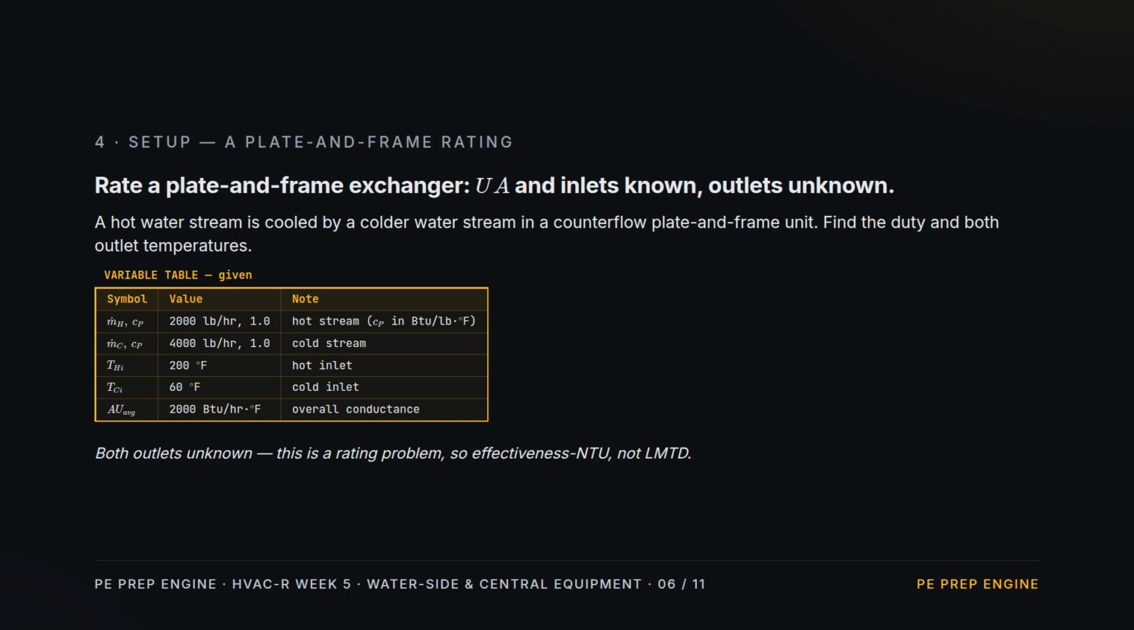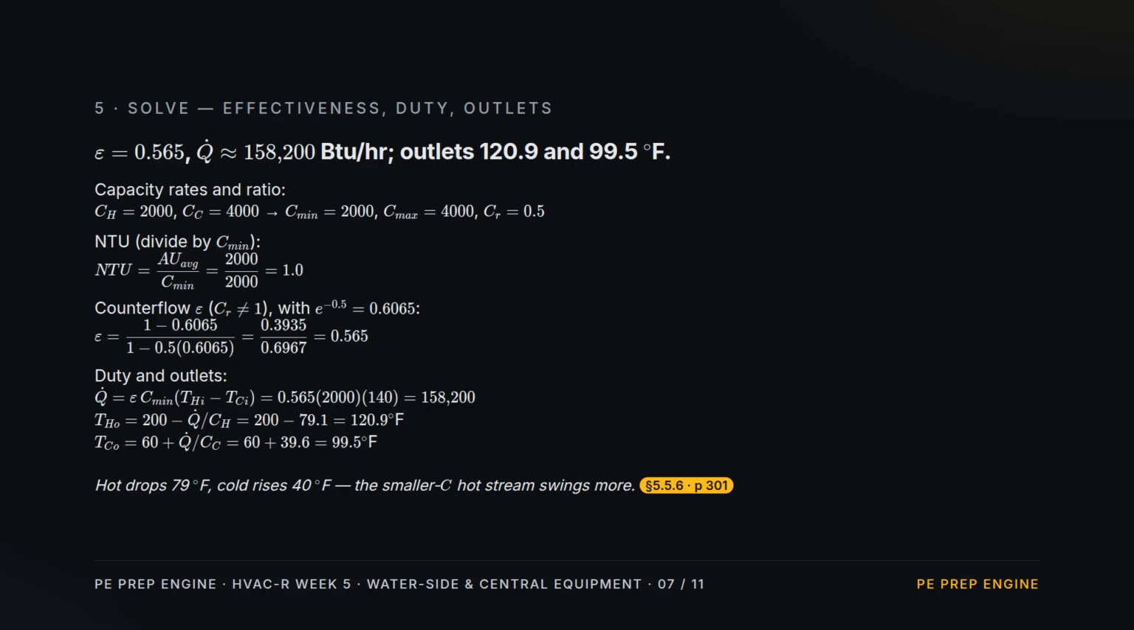Let's rate it. Solve. The capacity rates are 2000 and 4000, so C-min is 2000 on the hot side, and the ratio is 1/2. NTU is the conductance over C-min, which is 1. On the counterflow curve at NTU 1 and ratio 1/2, effectiveness works out to 0.565. The maximum duty is C-min across the full inlet gap of 140, times effectiveness gives about 158,000 BTU per hour. Back out the outlets. The hot stream leaves near 121, the cold near 100. The hot stream, having the smaller capacity rate, swings the larger temperature change.